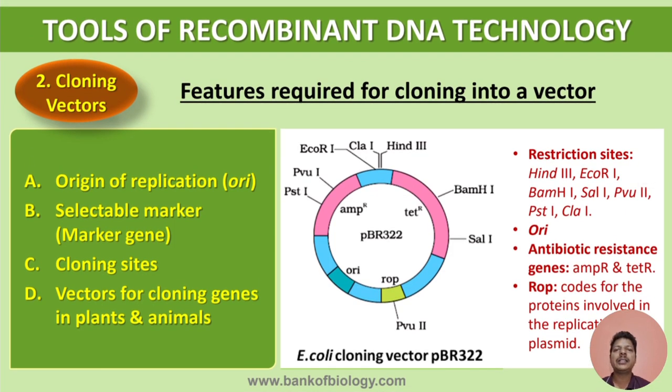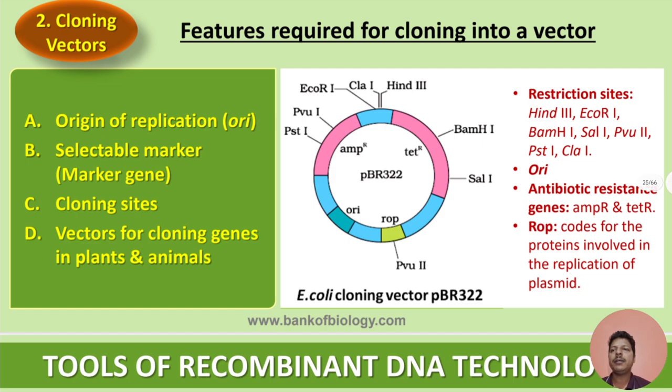Then, features required for cloning into a vector. First of all, in a cloning vector, these features are required: origin of replication, it must be present here; selectable marker, that is a marker gene; then cloning sites. Then vectors for cloning genes in plants and animals.